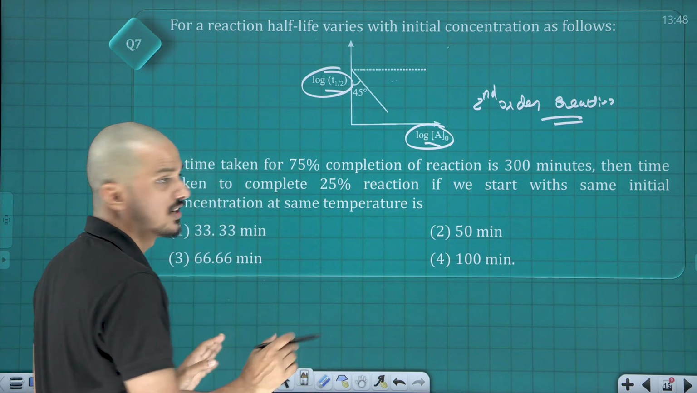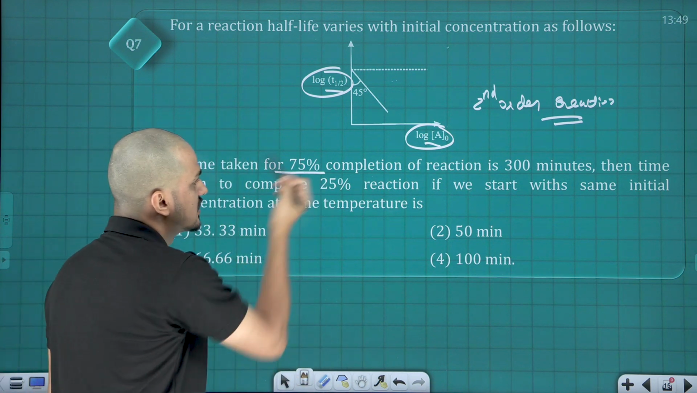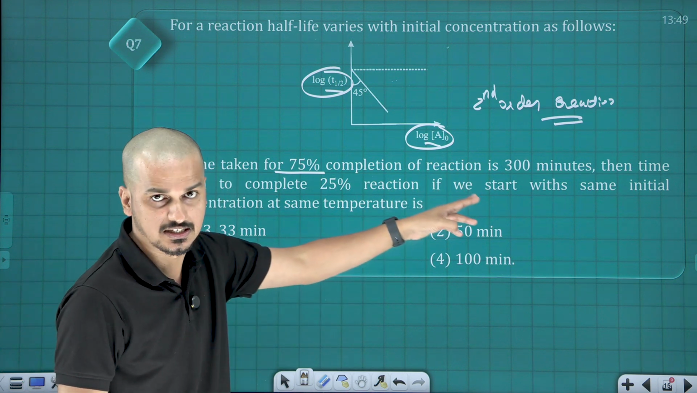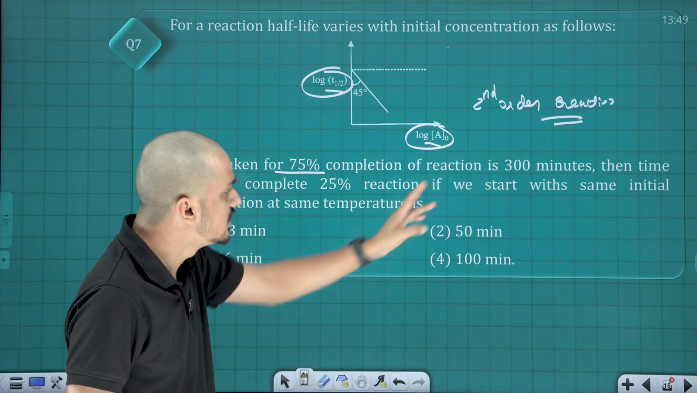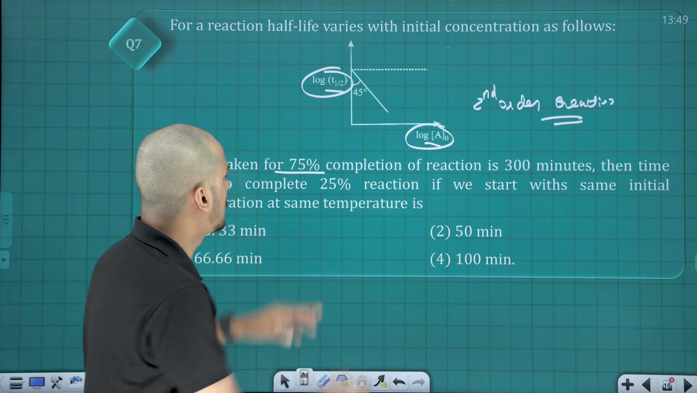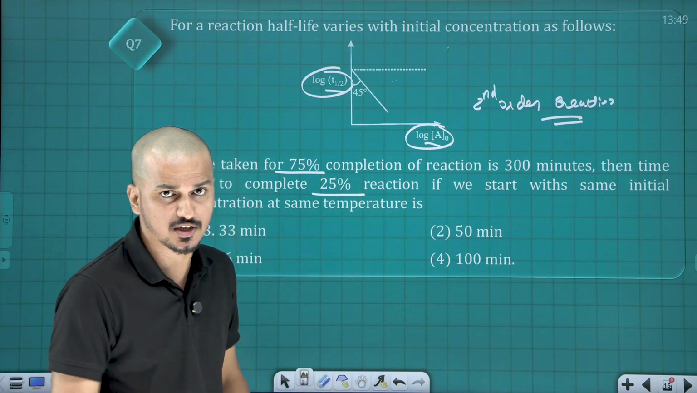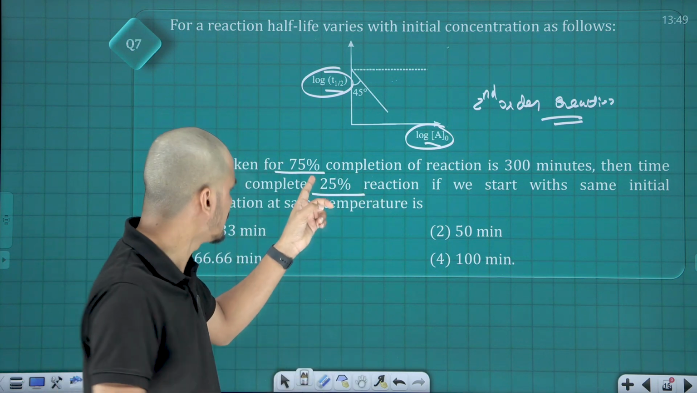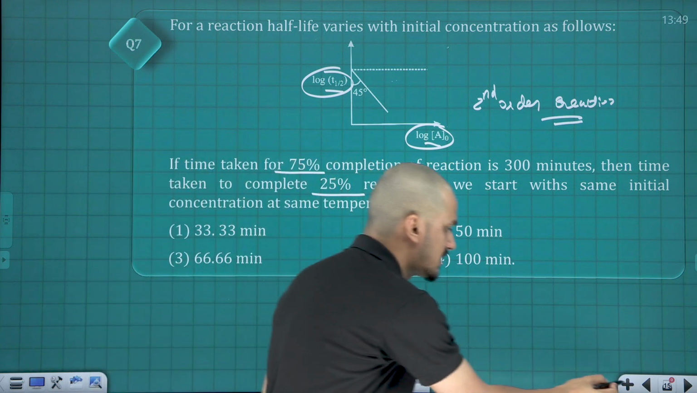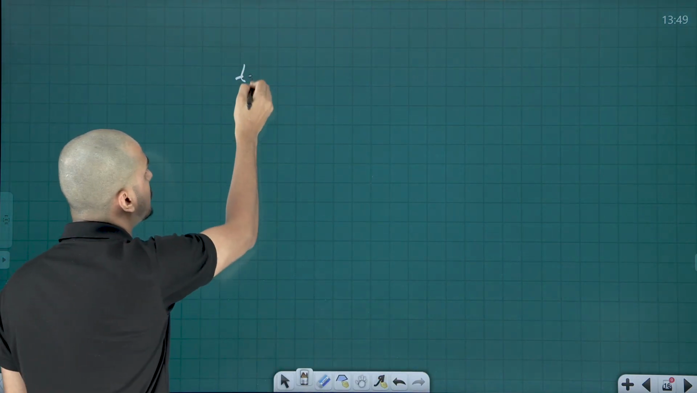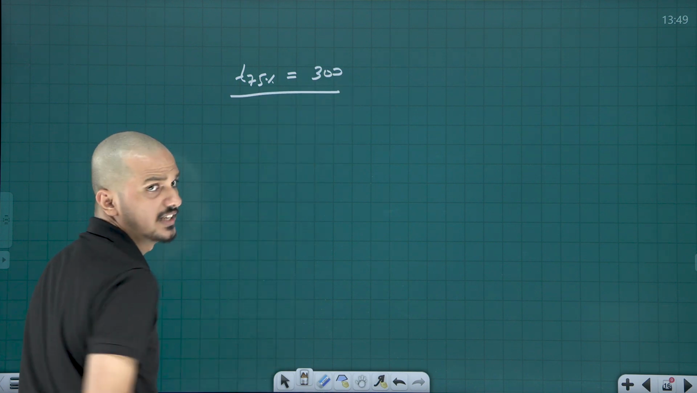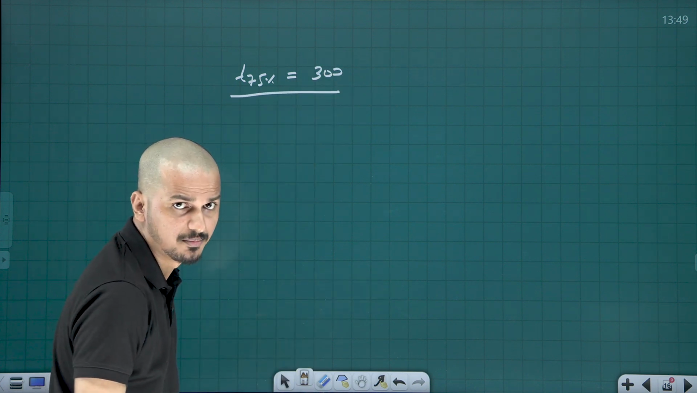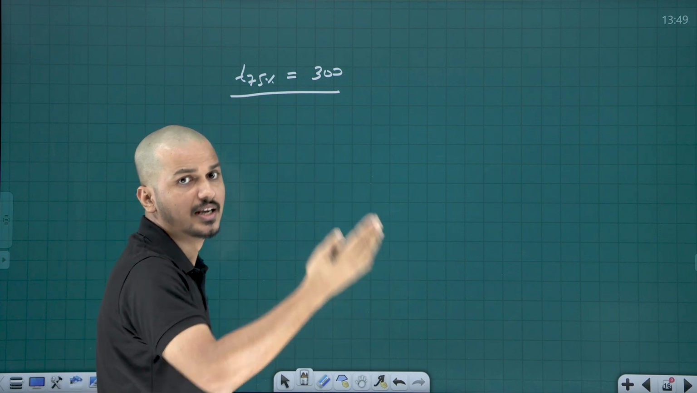Now what's the question? 75% completion of the reaction takes 300 minutes. 75% is completed in 300 minutes. Then find the time required to complete 25%. That's the question. So in the case of a second order reaction, T 75% is completed in 300 minutes, and they are asking you to find T 25%.